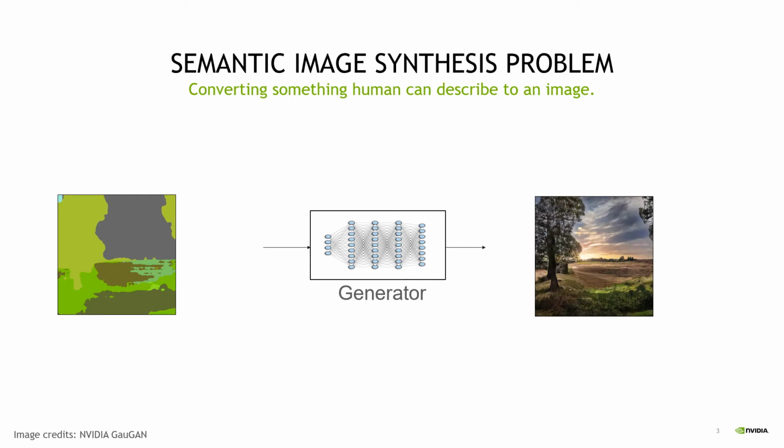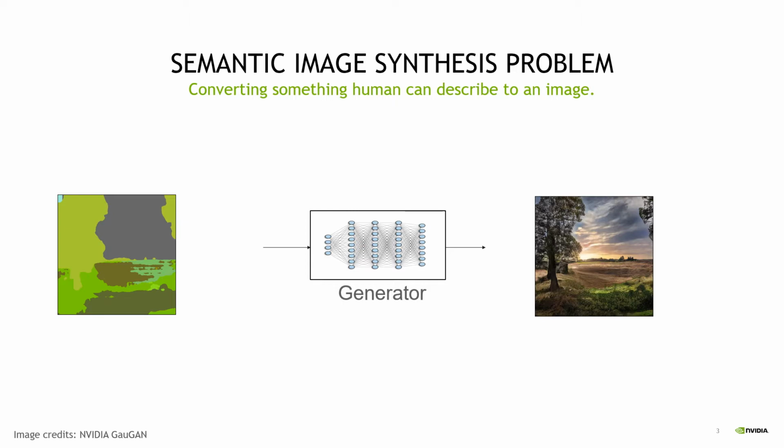Another popular form of semantic image synthesis is to convert a segmentation mask to an image. A segmentation map is an image where each pixel indicates the semantic class of the object. For example, a pixel can be a tree pixel because it's from the tree region in the image. It can be a cloud pixel, a soil pixel, or a grass pixel.